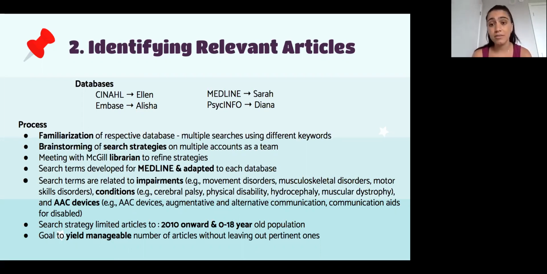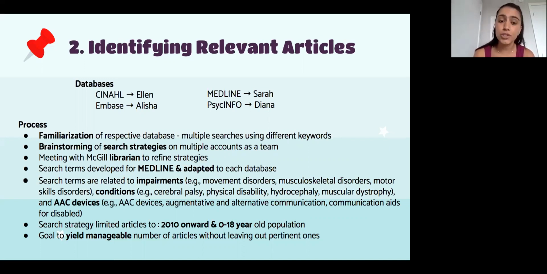Then we did have to brainstorm a few times together as a team for different search strategies. We also benefited from Jill Boreff's expertise as the SPOT librarian to help us with our strategies. And the way we did it is we first started with Medline, and then we just adapted the search strategy to each database based on the tips that Jill had given us.